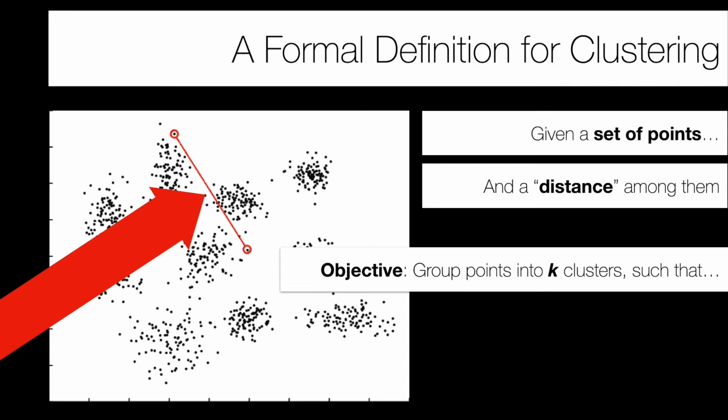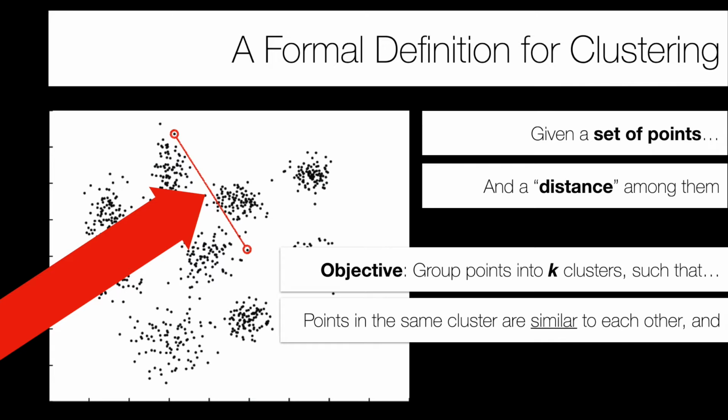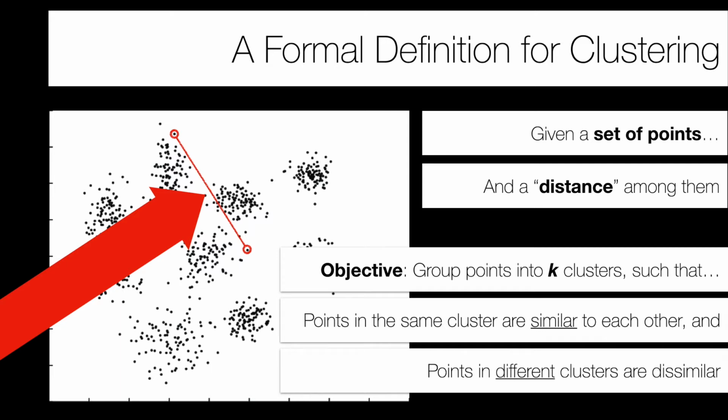This objective has two constraints. The first is that points in the same cluster ought to be similar to each other, or close to each other given our distance metric, and points in different clusters should be dissimilar from each other.